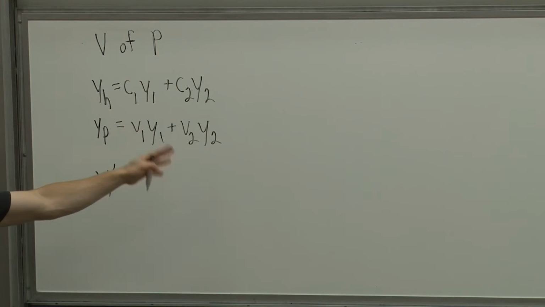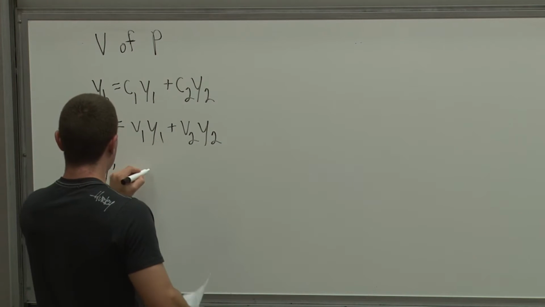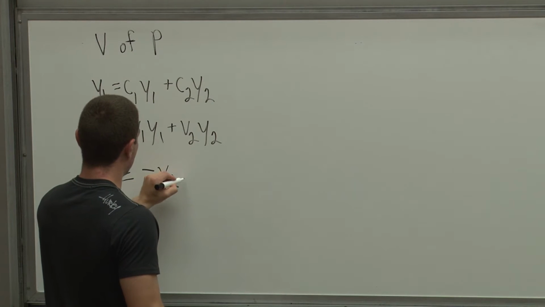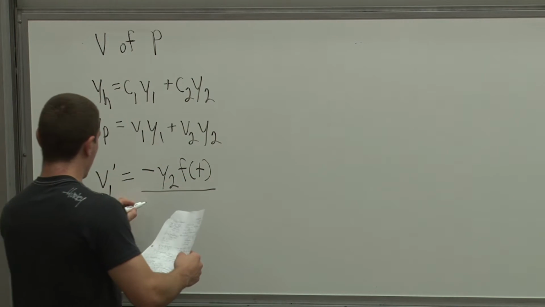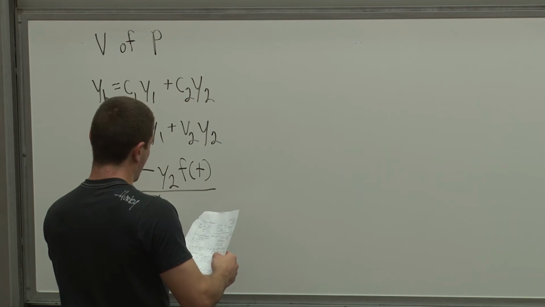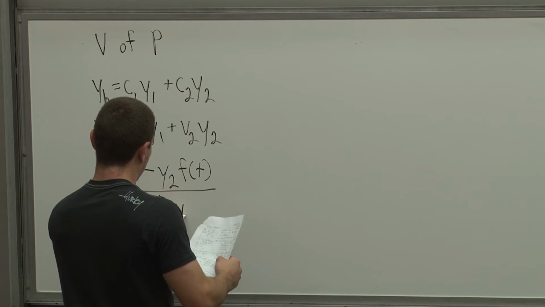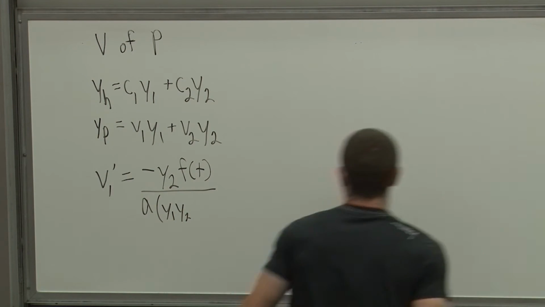So once we plug in what we need, we have to integrate it. So v1 prime is going to be equal to negative y2 times f of t over a, divided by the Wronskian, which I will write right here. I'll just write Wronskian. Where's my eraser? All right.